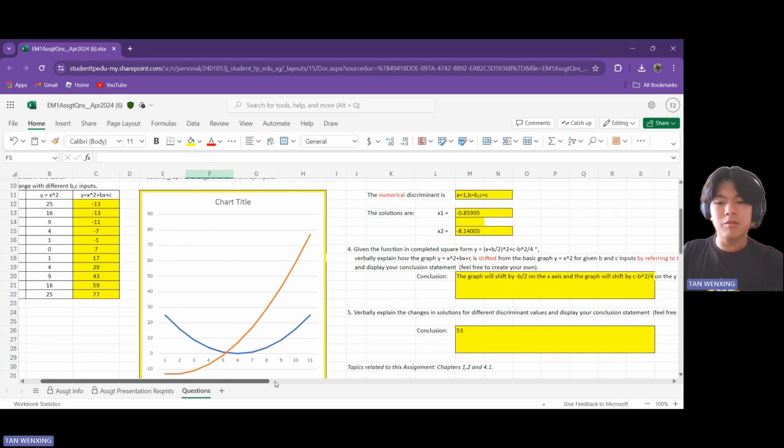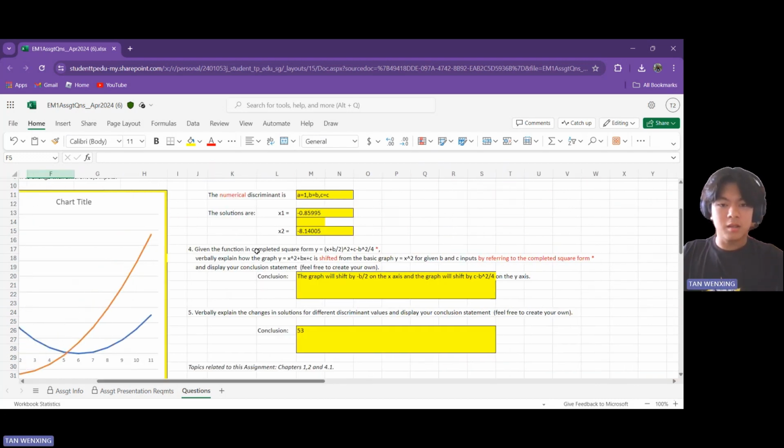All right, going on to question 4. Given the function in completed square form, so they completed the square for the x squared plus bx plus c. They asked me to compare it to the graph y equals x squared and how it has shifted. So what I did was, my graph shifted by negative b over 2 on the x-axis, and my graph will shift by c minus b squared over 4 on the y-axis compared to my y equals x squared.